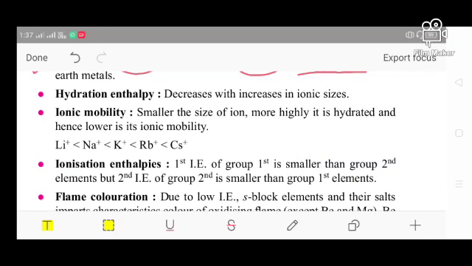Suppose you think of an atom or ion having a smaller size. It can generally be very quickly split in the water, or we can say it is very highly hydrated. Smaller size, it can be very quickly hydrated, and hence the lower its ionic mobility.